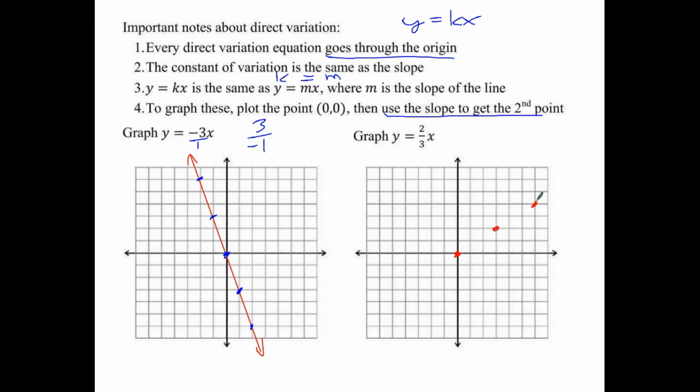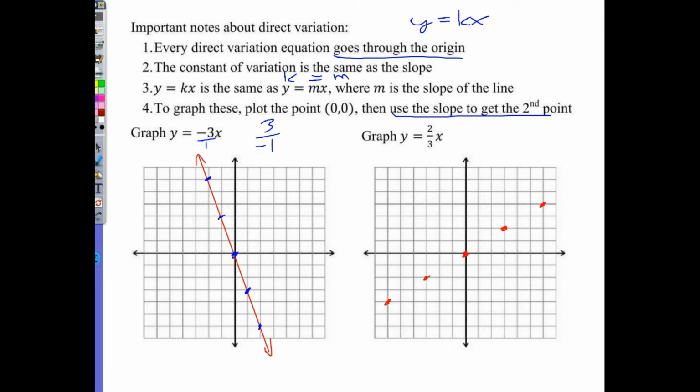Now we reverse it. Okay, we were going up 2, right 3. So we go back to the beginning. We reverse the directions. Then we go down 2, left 3, put a dot. Down 2, left 3, put a dot. Now we draw our line with a straight edge all the way through the grid and arrows on the ends.